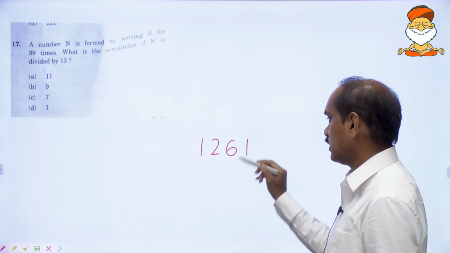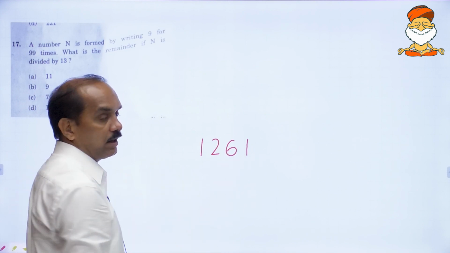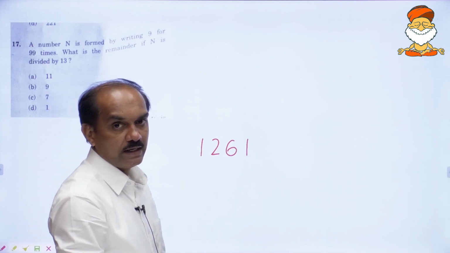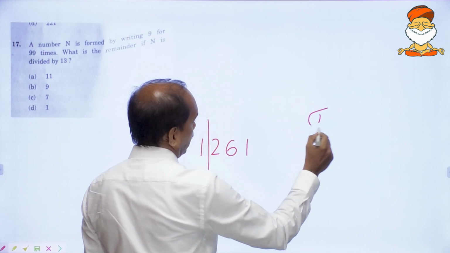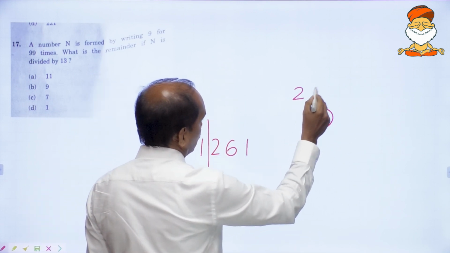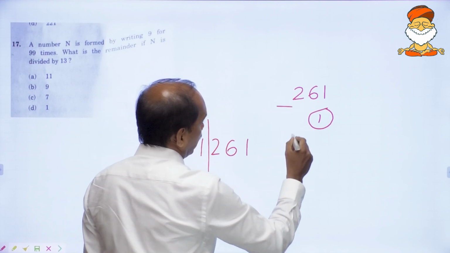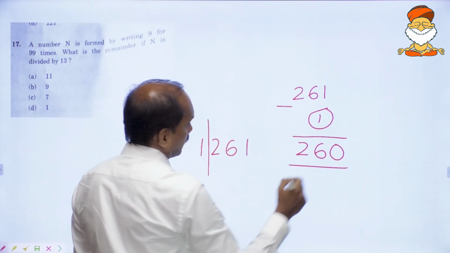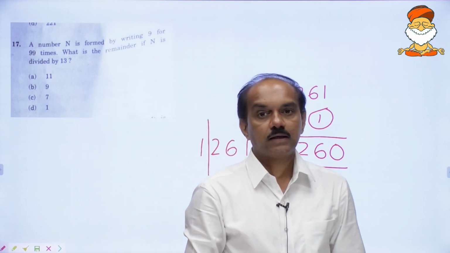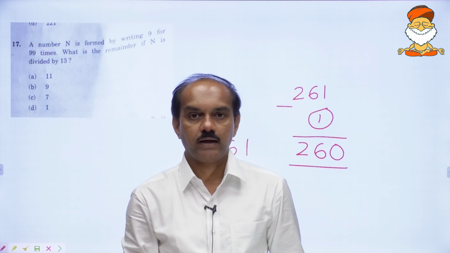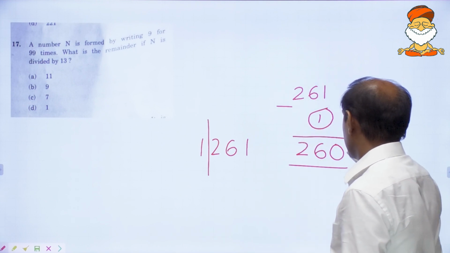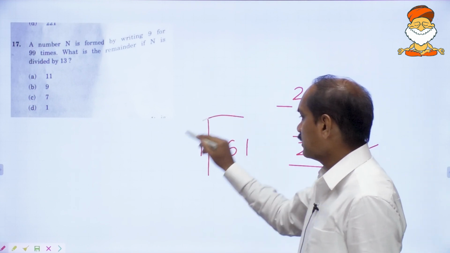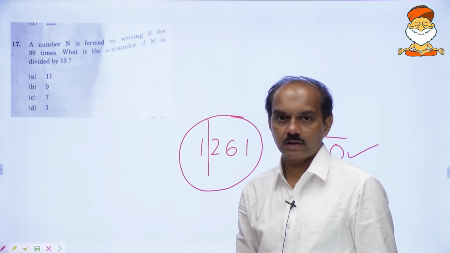How to check whether the given number is divisible by 13 or not? If I write it like this, 1 2 6 1, is it divisible by 13? How to check? Start from the right hand side and keep on making a group of 3 digits. So one part is 1, the other part is 261. If you check the difference, it is 260. 260 is of course divisible by 13. 13 2s are 26. Since the difference is divisible by 13, this is also divisible by 13.